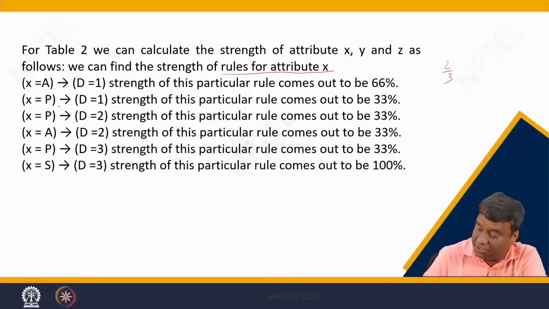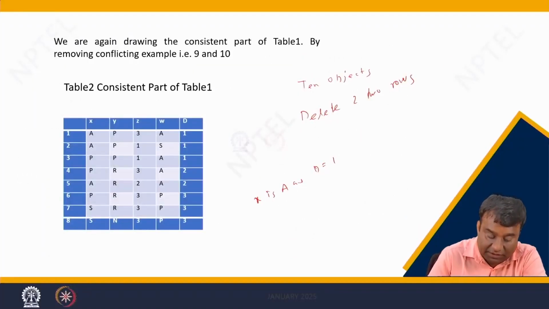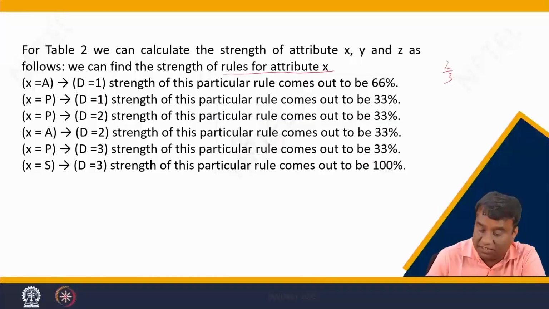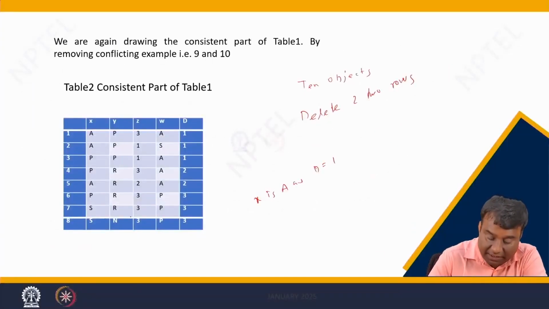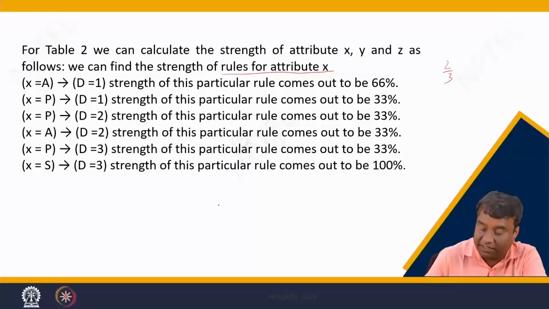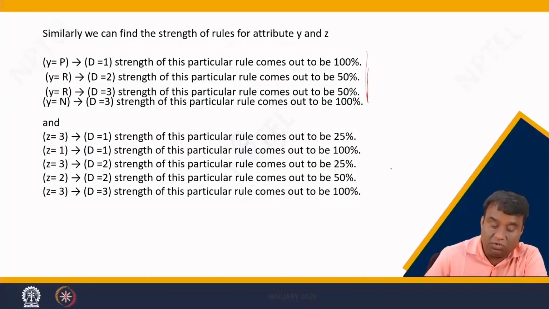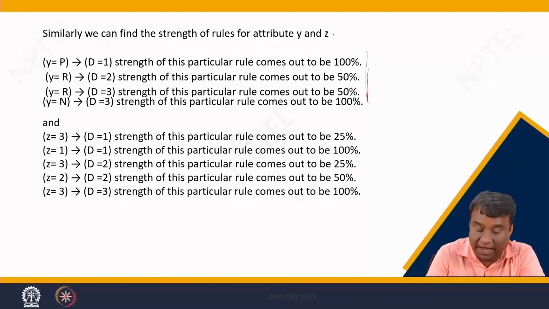Now X equal to P, D equal to 1. X equal to P occurs 3 times, and D equal to 1 once. So X equal to P, D equal to 1 is 33%. Similarly, X equal to P, D equal to 2. The strength of this particular rule comes out 33%. Now check here, X equal to S and D equal to 3. So X is S and D is 3. It is 1 by 1, so the rule is 100%. The strength is 100%. Similarly, we'll calculate the rules for attributes Y and Z.